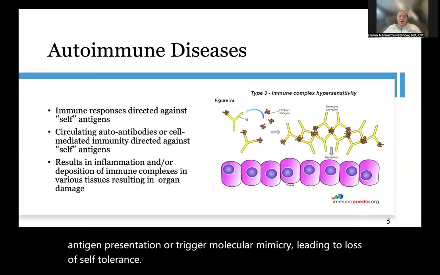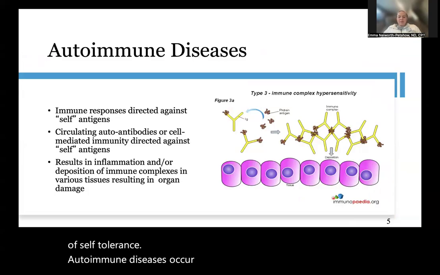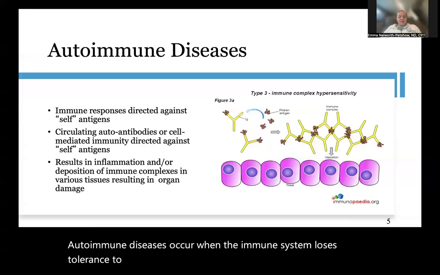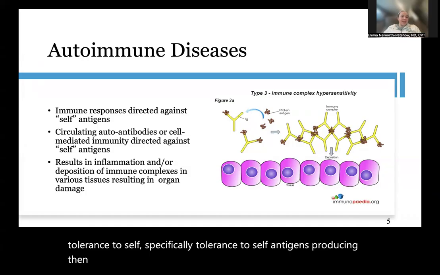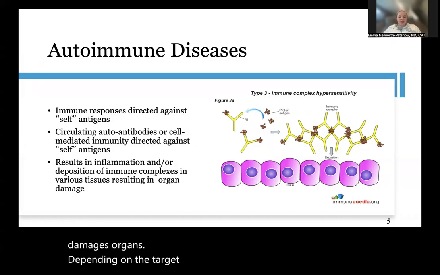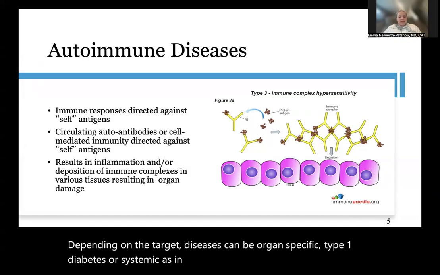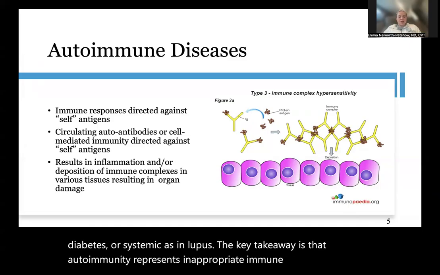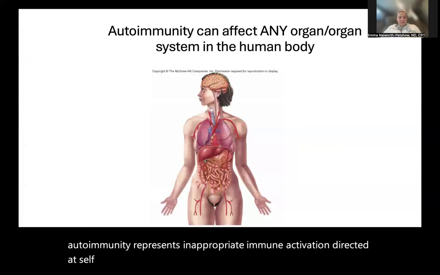Autoimmune diseases occur when the immune system loses tolerance to self, specifically tolerance to self-antigens, producing antibodies or T cells that attack the body's own tissues. This can result in inflammation or immune complex deposition that damages organs. Depending on the target, diseases can be organ specific, like type 1 diabetes, or systemic, as in lupus. The key takeaway is that autoimmunity represents inappropriate immune activation directed at self structures.